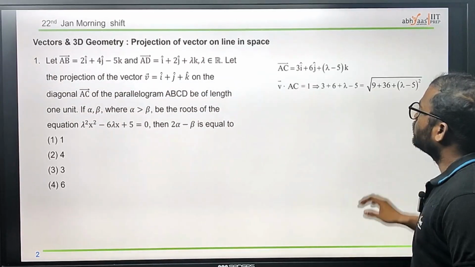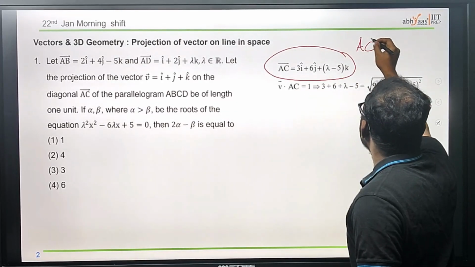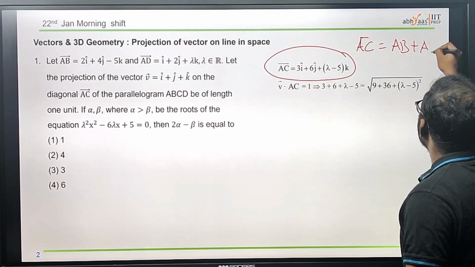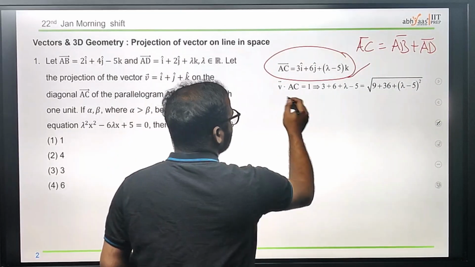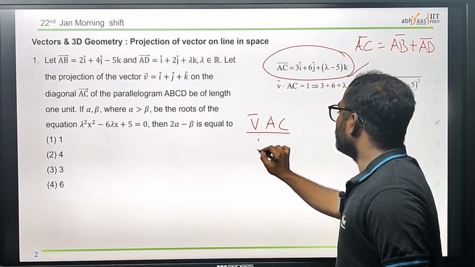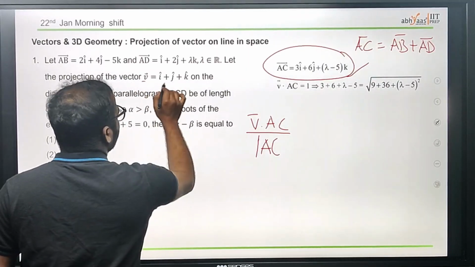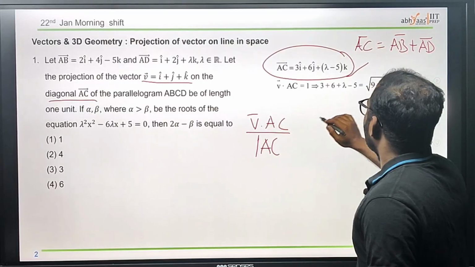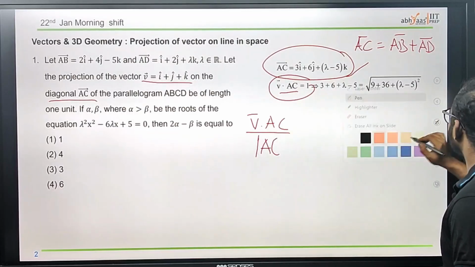Now we have AC bar, and by combining, AC bar is equal to AB bar plus AD bar. Adding those two, we will get this one. After that, by using the projection formula, we have v bar dot AC bar divided by mod AC. They are saying the projection of the vector v on AC, therefore we can say this one is equal to 1. Sorry for that.